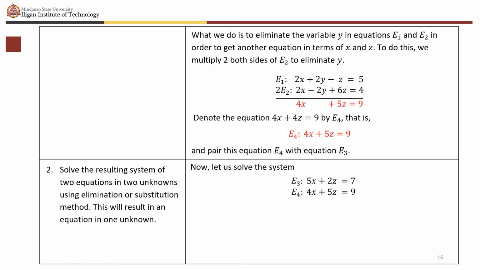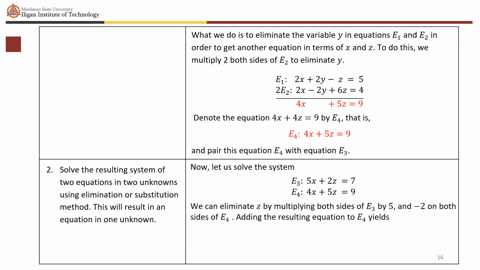Now let us solve the system e sub 3, 5x plus 2z equals 7, and e sub 4, 4x plus 5z equals 9. So we can eliminate z by multiplying both sides of e sub 3 by 5, and negative 2 on both sides of e sub 4. Then add the resulting equation to e sub 4. This will give us the following.